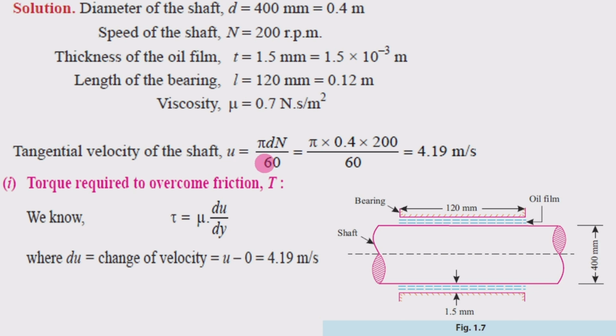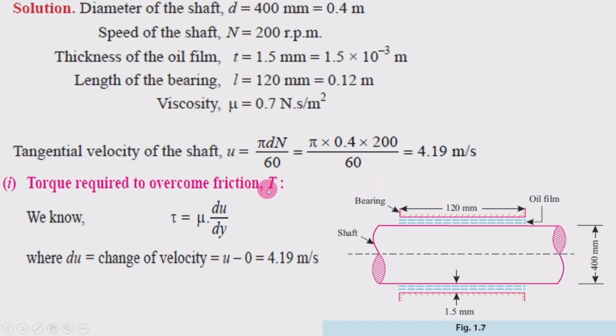Any notation we can say. Take here the u is taken in this numerical. That's given by pi D N by 60, D is the diameter of the shaft and N is its rotational speed, divided by 60 because it is in revolutions per minute. The speed is in revolutions per minute, to take per second, the 60 is divided. Then pi, the diameter 0.4 multiplied with the speed 200 and divided by 60 will give 4.19 meter per second.